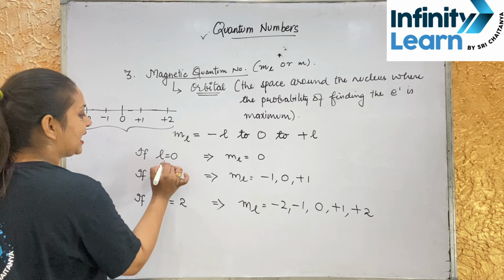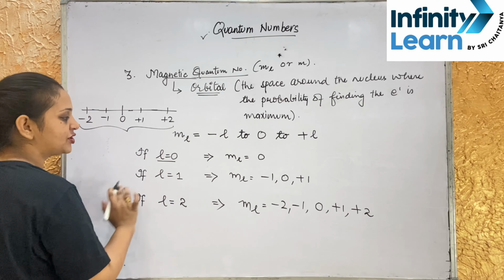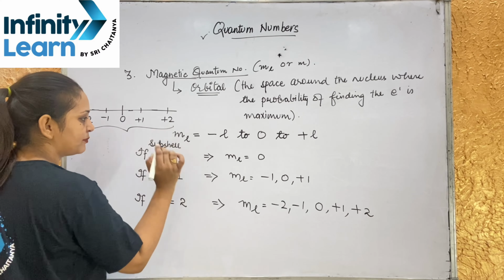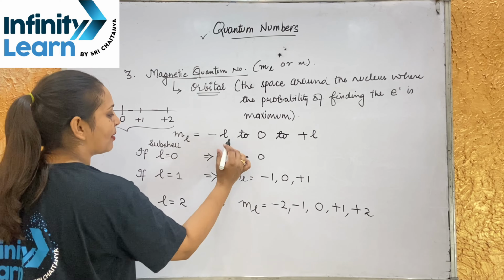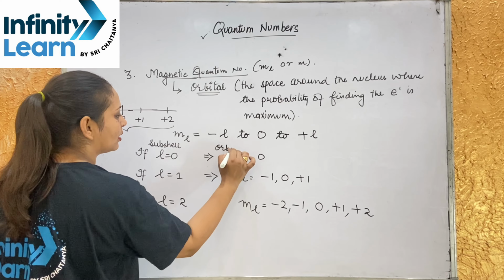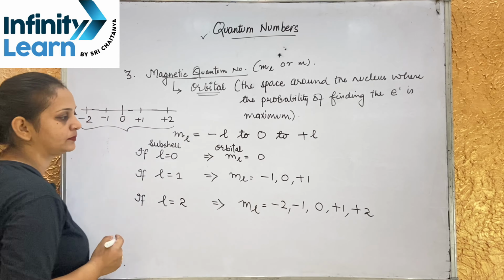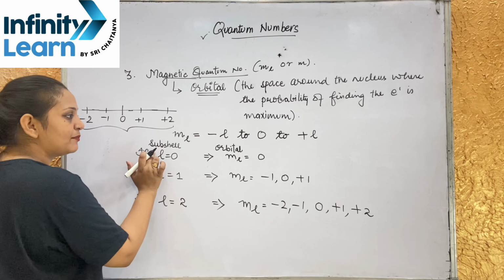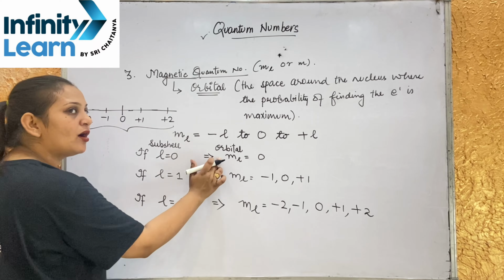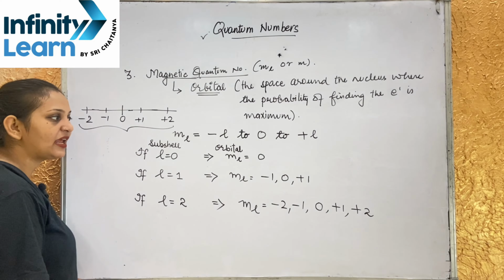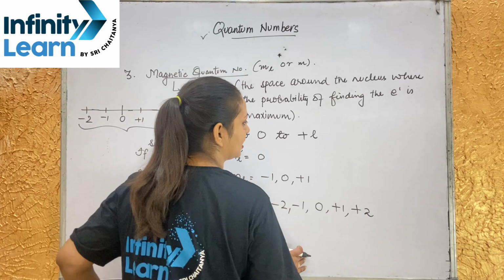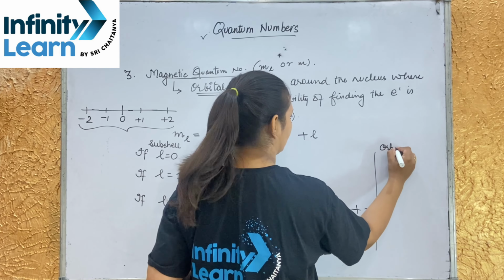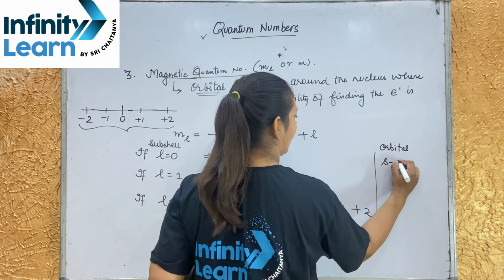So, L is telling us about the subshell and ML is telling us about the orbital. In the S subshell, there is only one orbital, which is the S orbital.